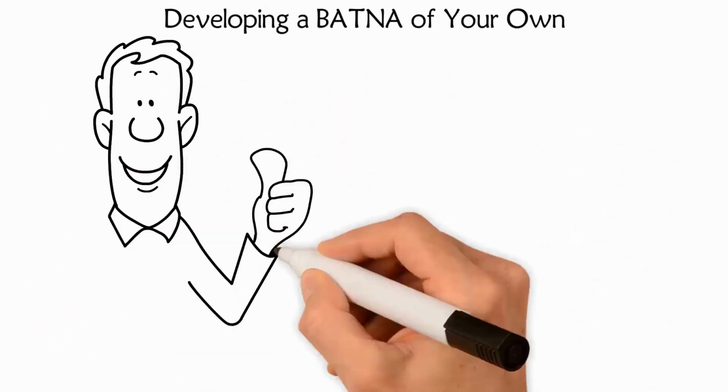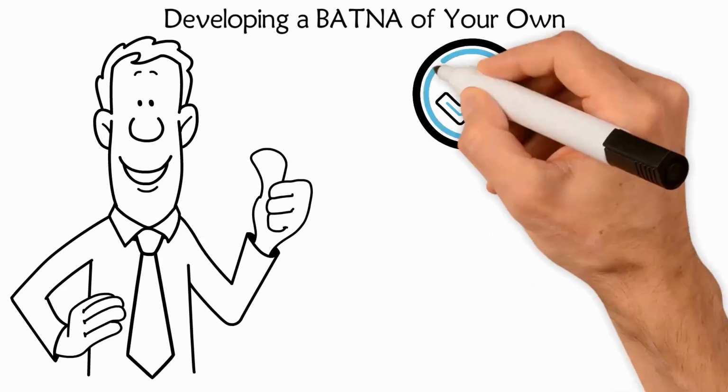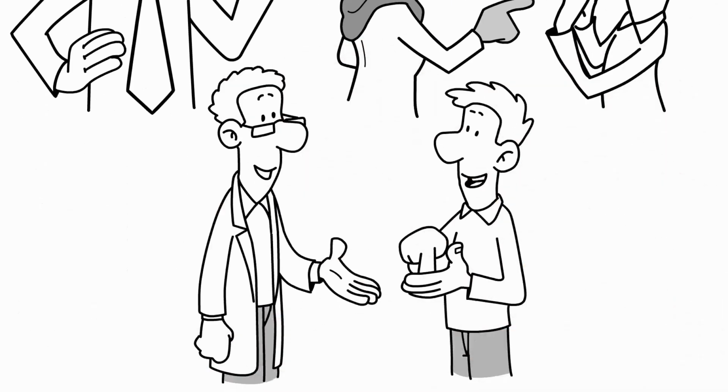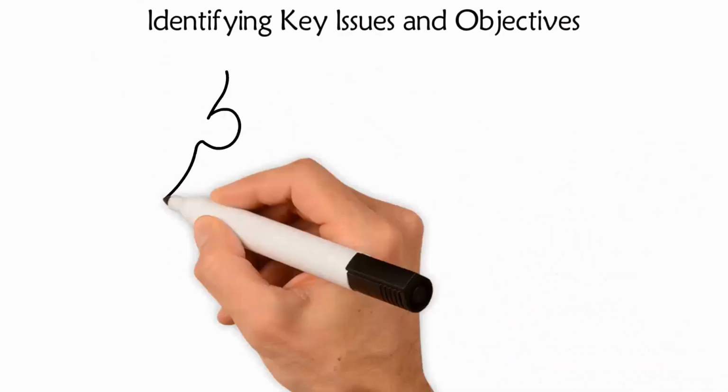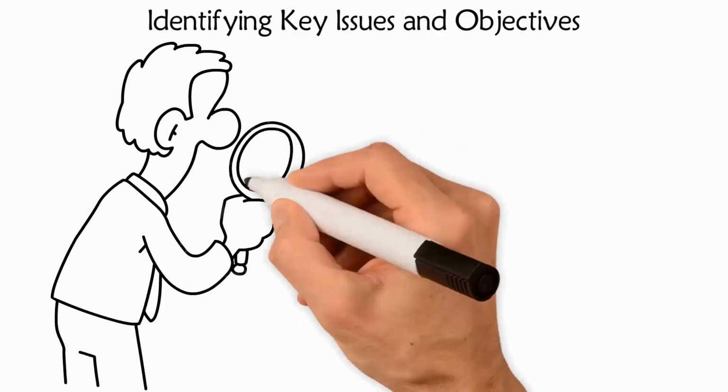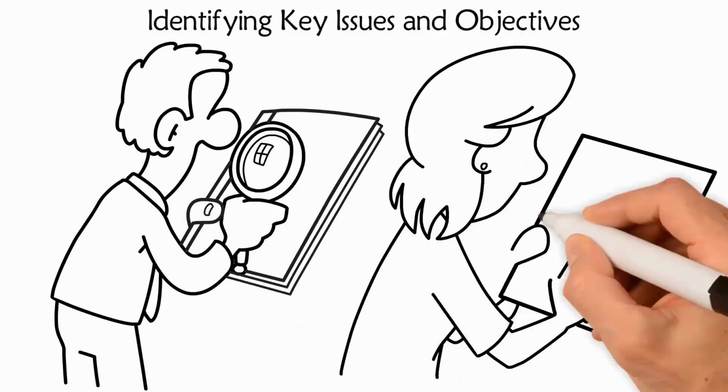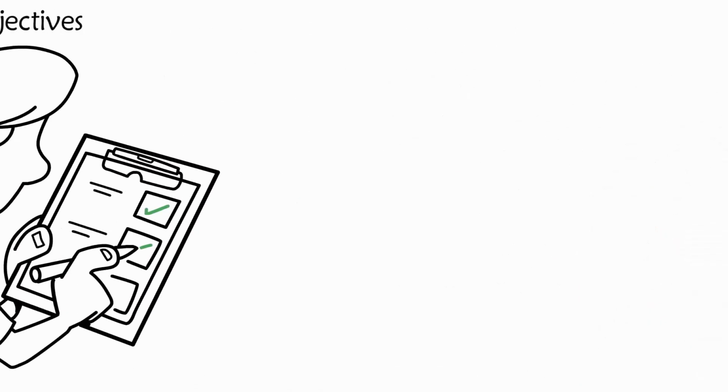This includes understanding the best alternative option you have if the negotiation falls through, and how it will affect the negotiation process. Identifying key issues and objectives. This includes determining what issues and objectives are most important to the negotiator and prioritizing them.